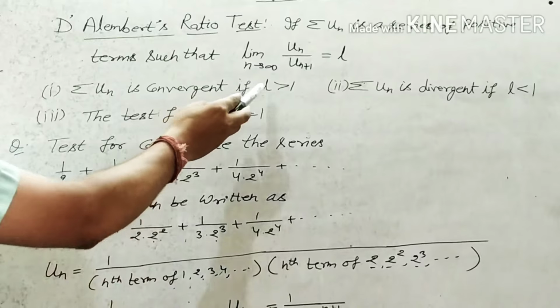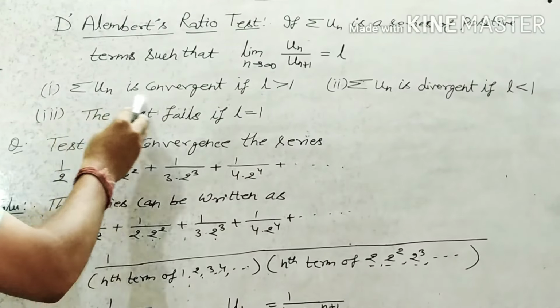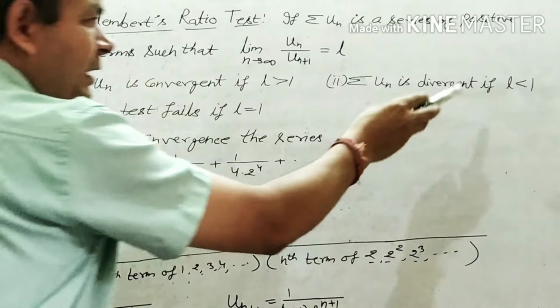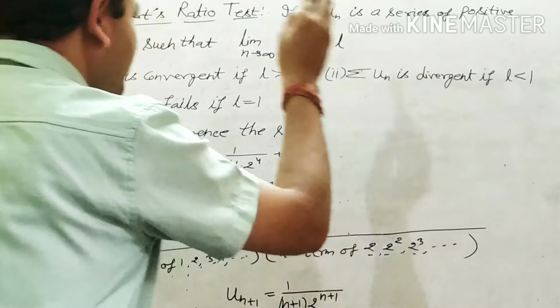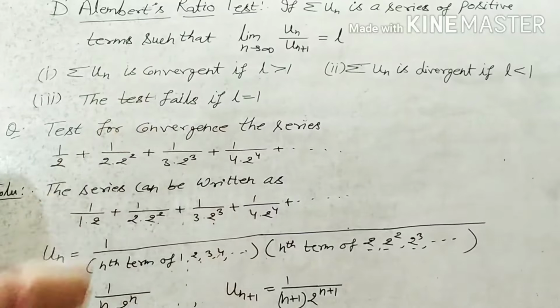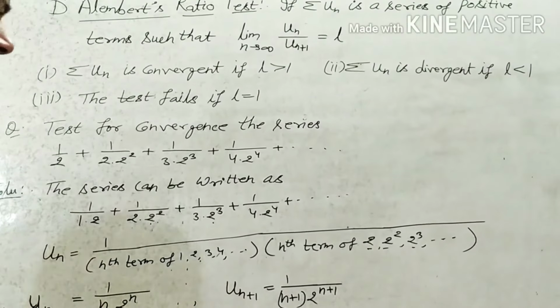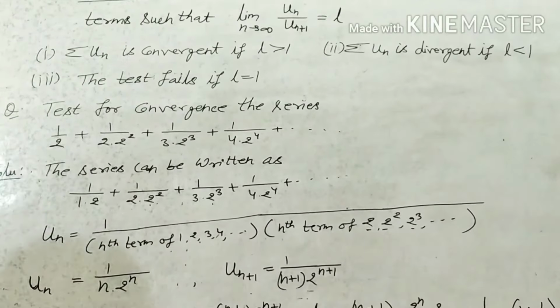First case, if L is greater than 1 then summation un is convergent. If the limit value L is less than 1, summation un is divergent. If L equals 1 then the test fails. We will apply another test. Now a question based on this test.